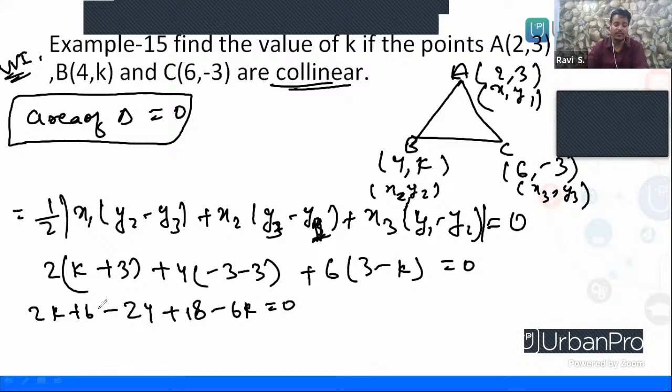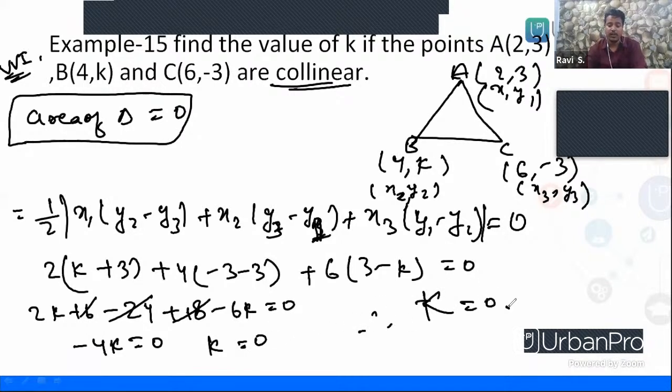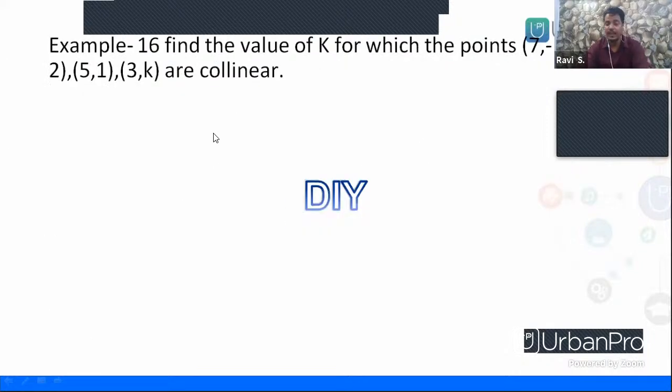Now this will be 0. So 2k minus 6k will give you minus 4k, guys. And here 18 plus 6 will be 24, and minus 24, so this will be cancelled out. So minus 4k is equal to 0. That means k will be 0. If you put the value of k as 0, you will get all points collinear, that means they all lie on the same line. So this is how you can find the value of k if the condition is that they are collinear.